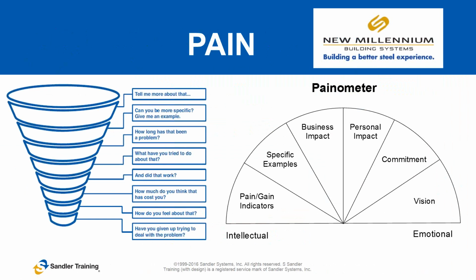All purchases are made emotionally. You just need to justify them intellectually. And looking at that image on the right side, the painometer, this is what I want you to have kind of ingrained in your mind's eye, a mental image of this painometer. It starts on the left side with those pain and/or gain indicators, very intellectual.